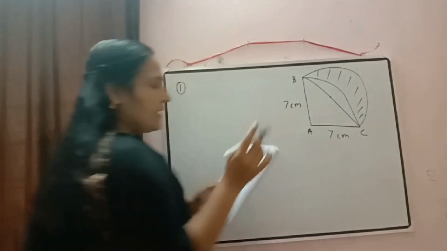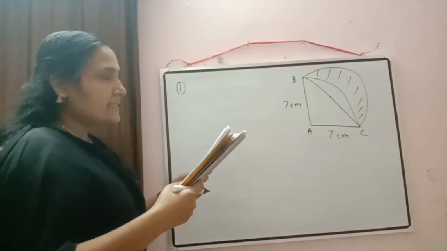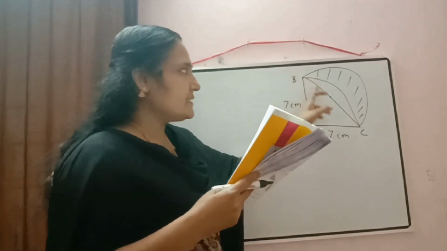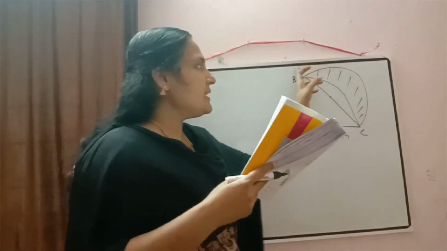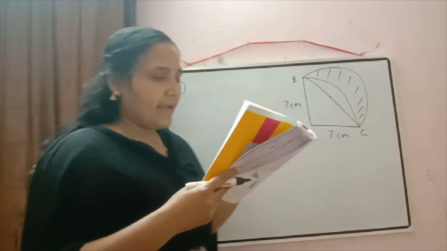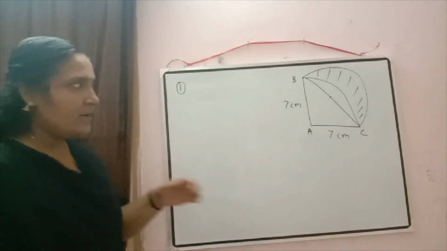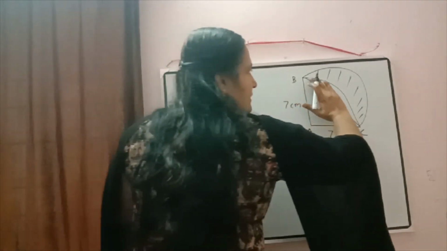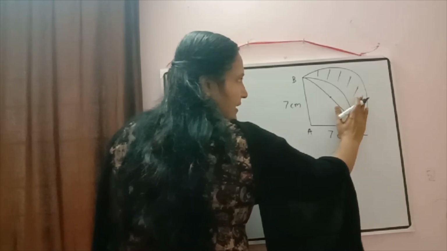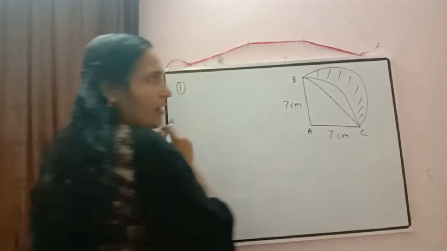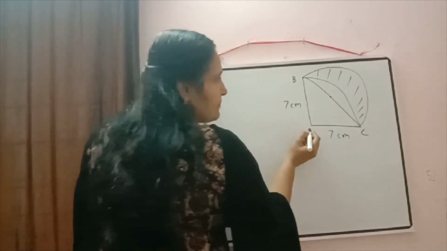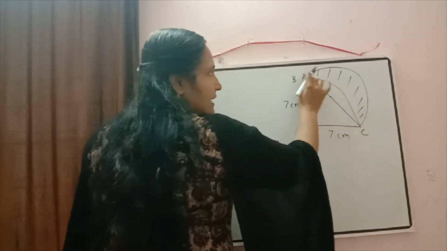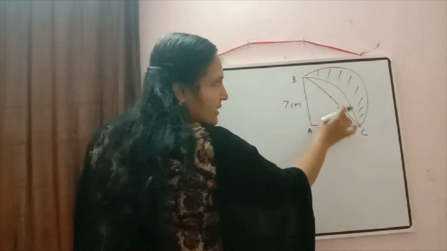A semicircle is drawn with BC as the diameter. Find the area of shaded region. So now let's check how we will calculate the area of shaded region. Here, this portion is a semicircle and we have to calculate the area of this region. And here ABC is a quadrant of a circle, so till here we have a sector, and then I have joined BC also.